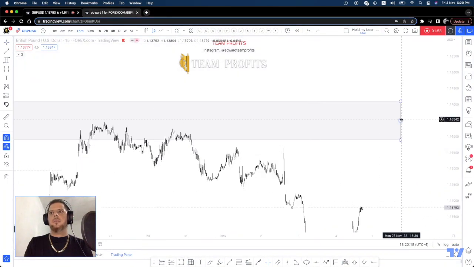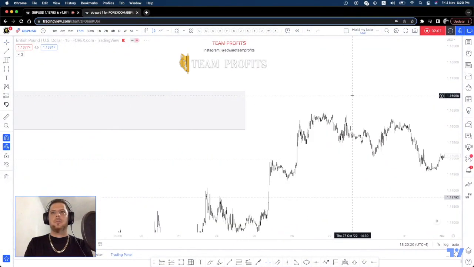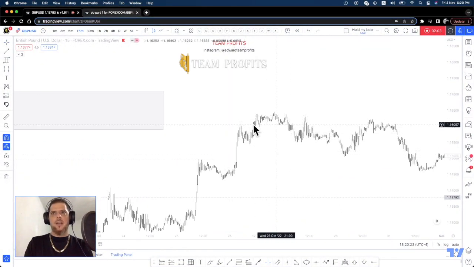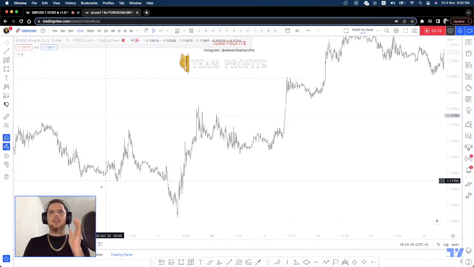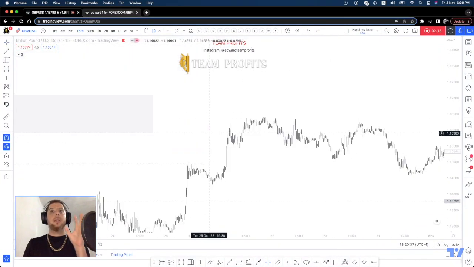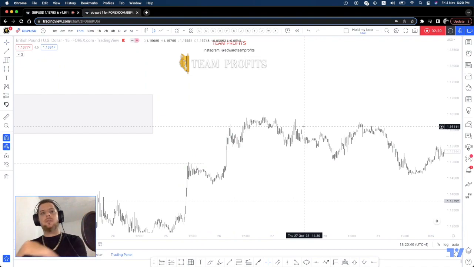Okay, let me try to just move that zone a little bit away. And I want to see and focus on what is actually happening here, because I want to learn how to spot the actual change of character, the actual change of direction, because the market did reach that OB, right, on the bigger time frame. And now you want to see the shift of the market.